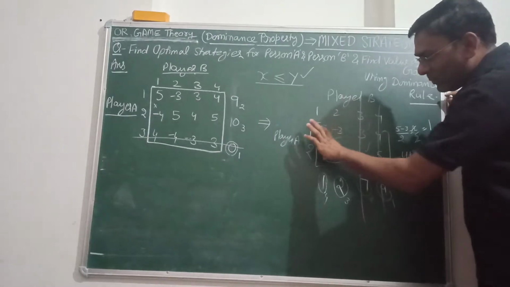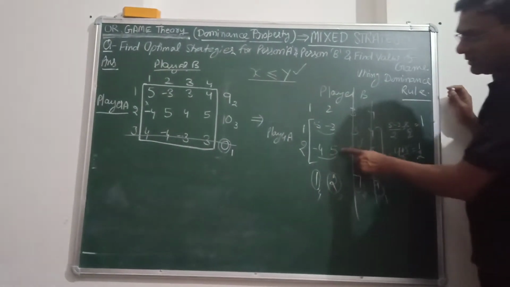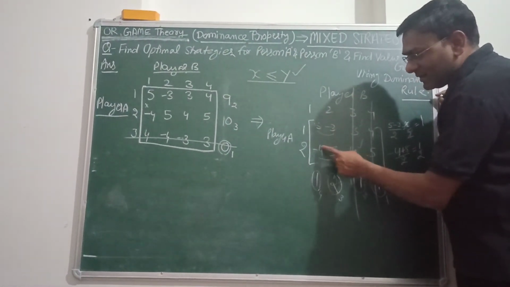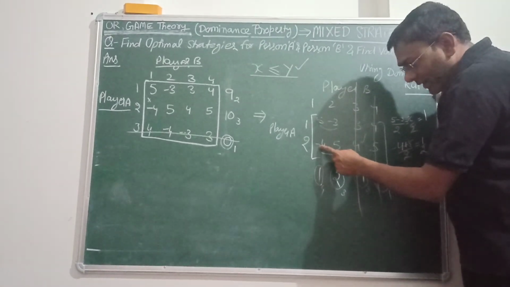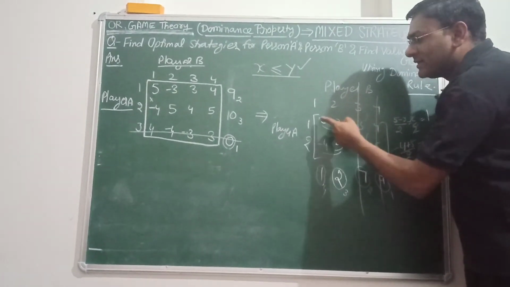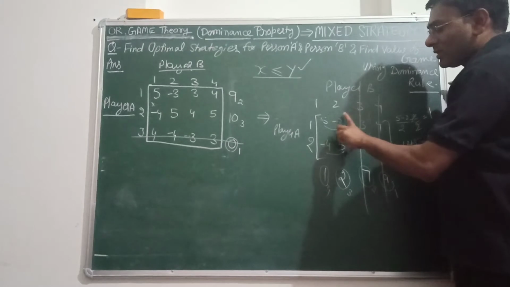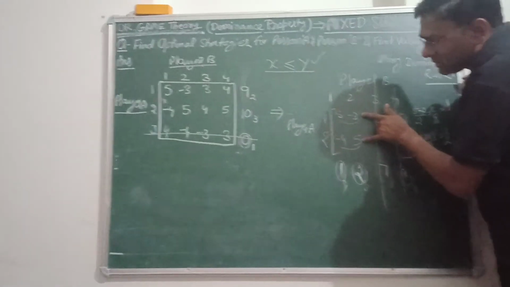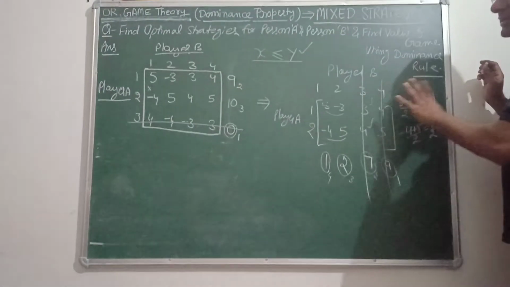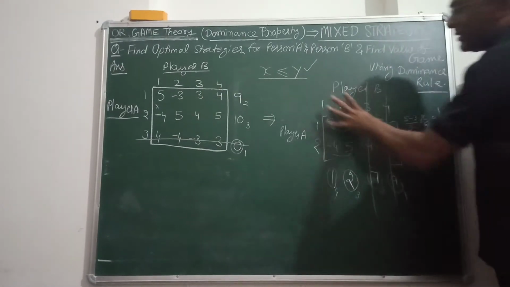Now we will again compare these two values also. Now you will see that 5 is greater than -4. Okay, the condition is satisfied, but -3 is lesser than 5, so the dominance rule for column is not valid for this. So this payoff matrix cannot be reduced further.